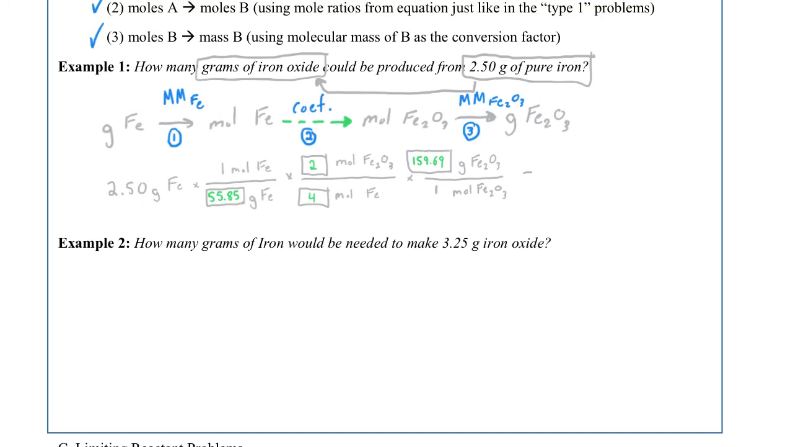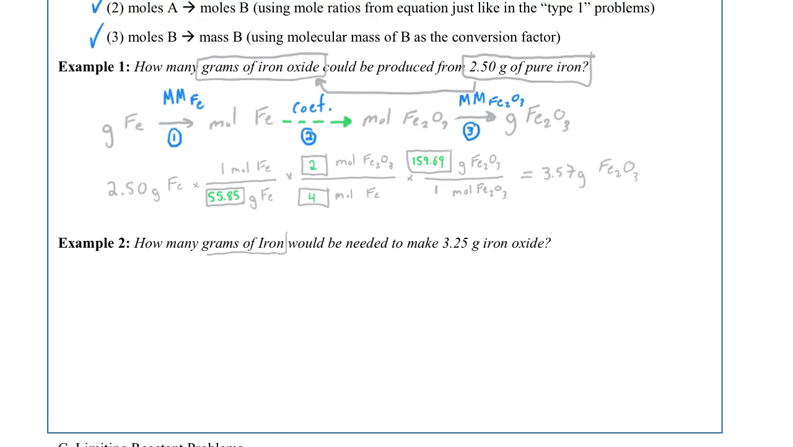So if you plug in 2.50 divided by 55.85 and then multiply that by 2, then divide by 4, and then multiply that by 159.69, you should come up with 3.57 grams of iron oxide. So if we have 2.5 grams of iron, we can convert that into 3.57 grams of iron oxide by combustion.